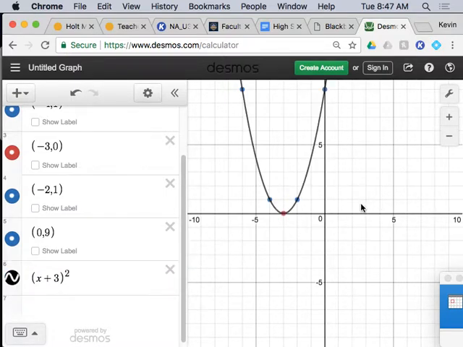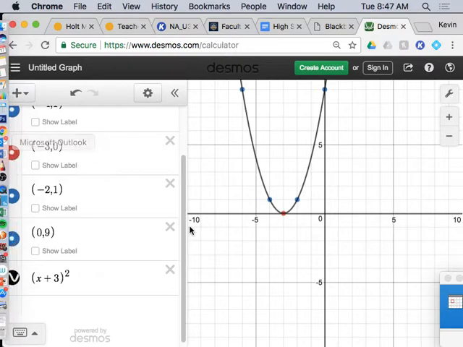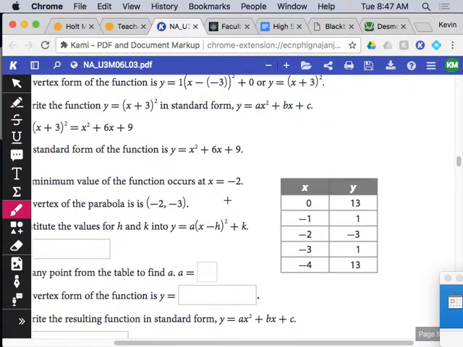Hey, look at that. See that? So we were right. Cool? Does that make sense? Slightly long. All right.